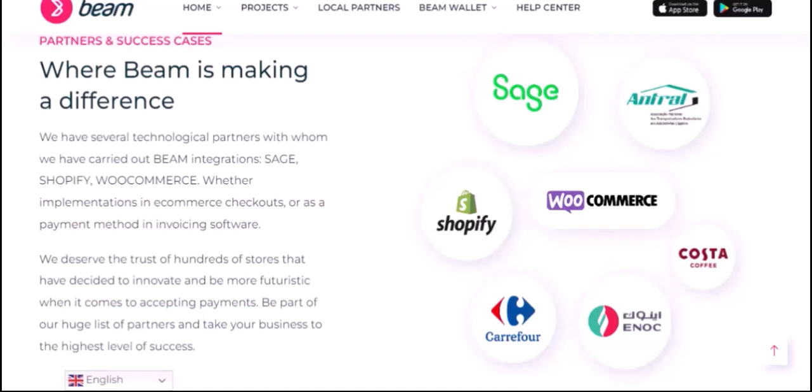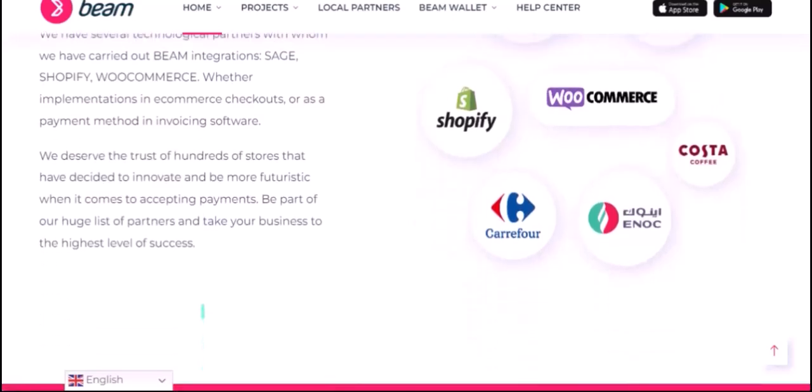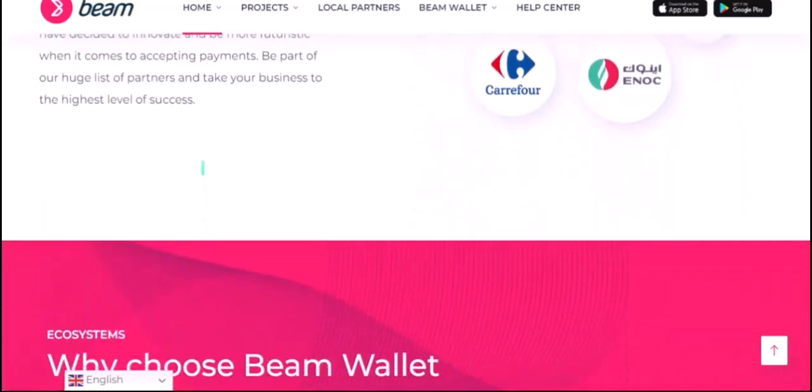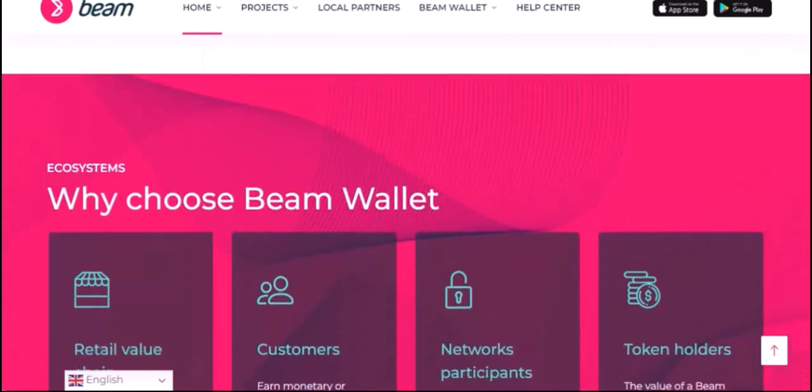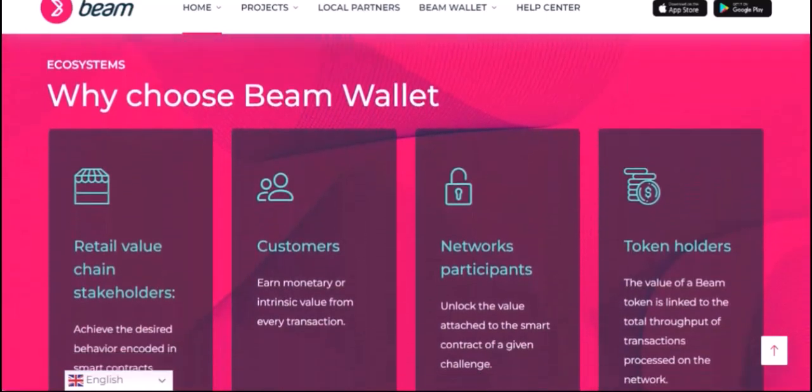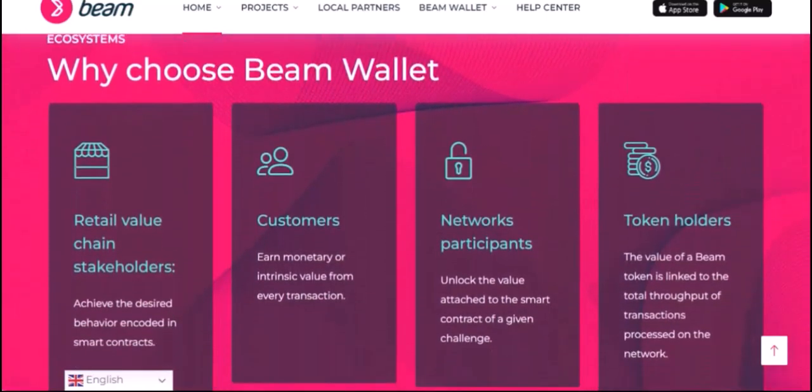Beam USDT is a fascinating cryptocurrency with a lot to offer. Its combination of privacy, stability, and security makes it a compelling option for those looking to diversify their digital asset portfolio. If you're interested in learning more about Beam USDT or investing in it, be sure to do your own research and consult with a financial advisor.